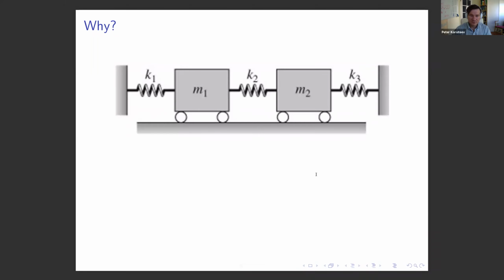Another example, also from physics: we have three springs with stiffness coefficients k1, k2, k3, which are attached in this manner to masses m1 and m2, which are free to roll on the surface. We assume that everything is frictionless, so there are no energy losses to friction.